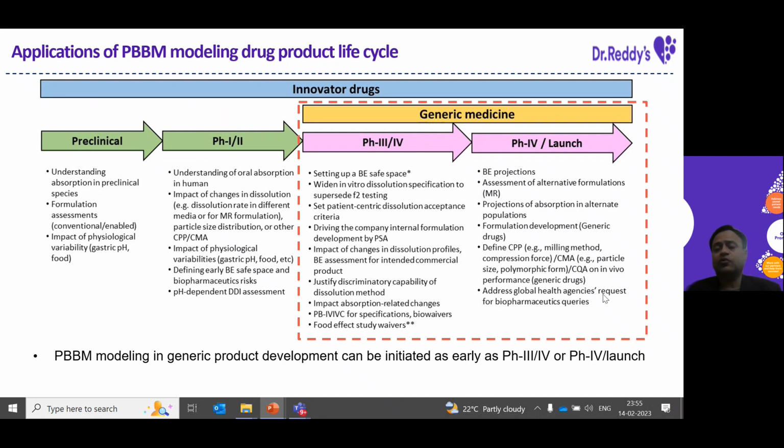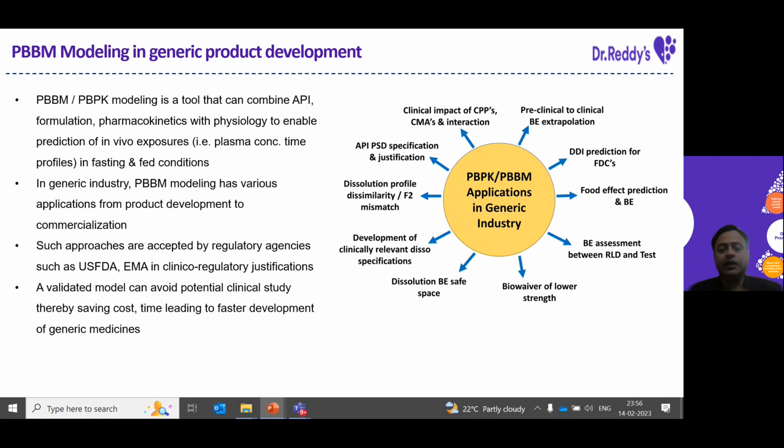Also, one important application of PBBM is to identify the CPPs, CMAs, and CQAs, which can ultimately impact the CBAs, that is the critical bioavailability attributes. And more importantly, this approach can be used to address the deficiencies or queries from a biopharmaceutics perspective from different regulatory agencies as well. Moving on to the next slide.